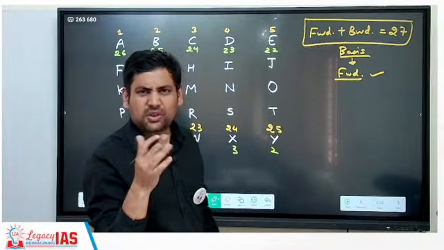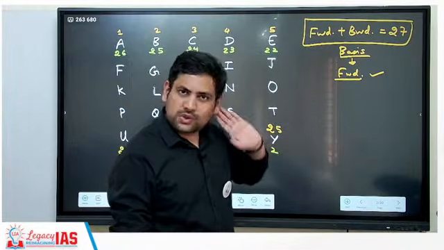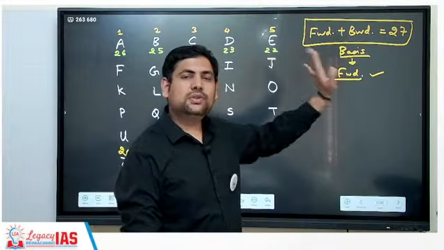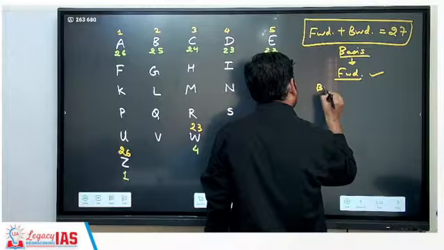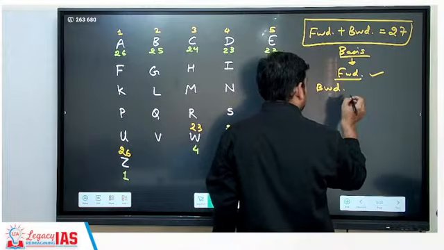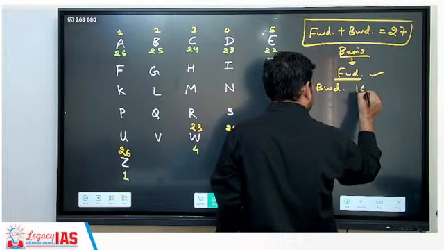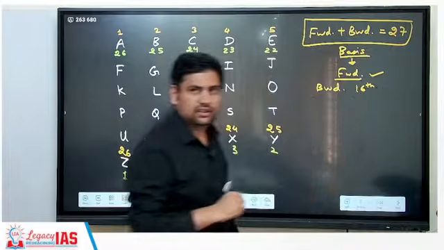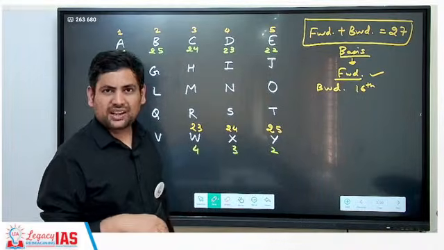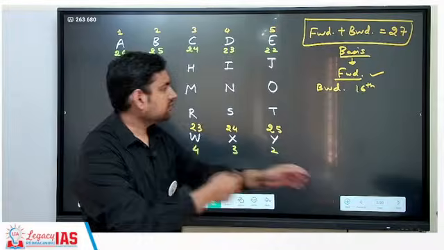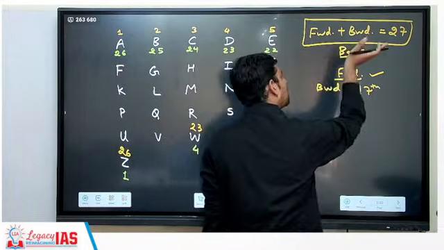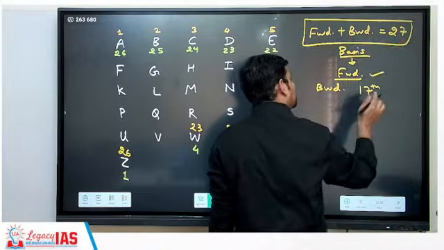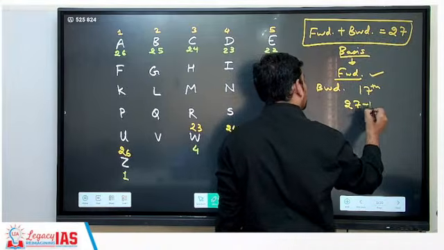We don't care about the backward order. You don't need any mnemonic, nothing. You just have to subtract from 27. If a question comes, what is the letter from the backward direction? Let's say it is the 17th from the back. Now I just have to subtract it from 27. So this becomes 27 minus 17.